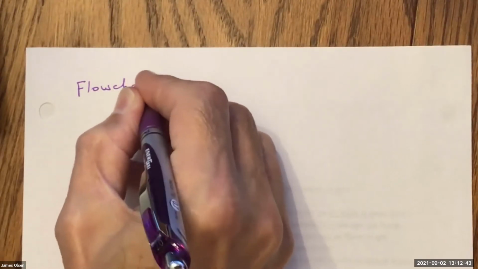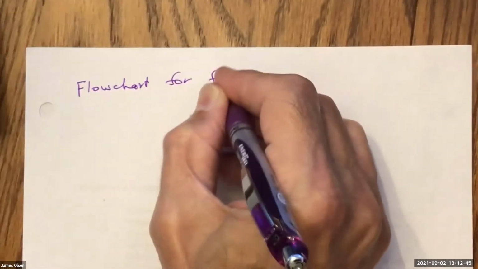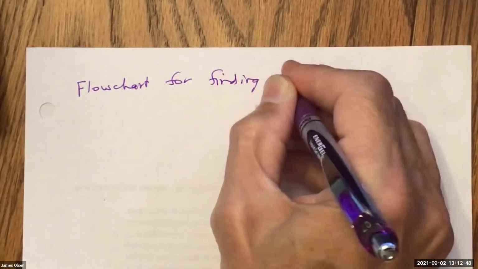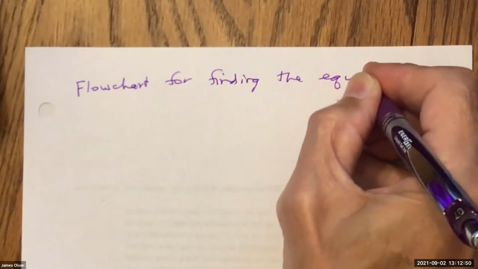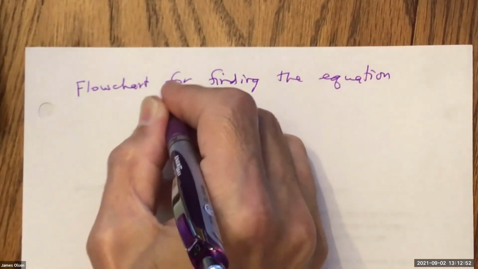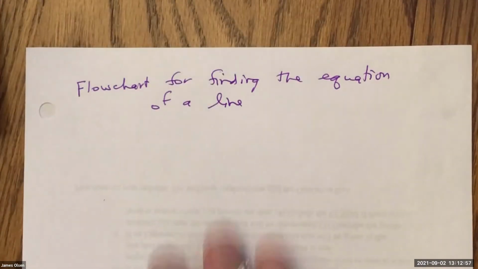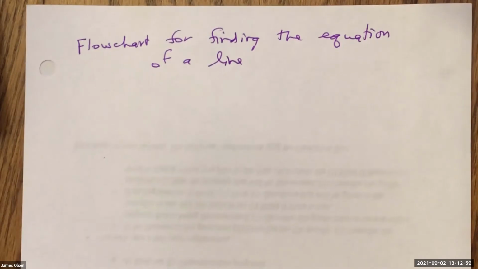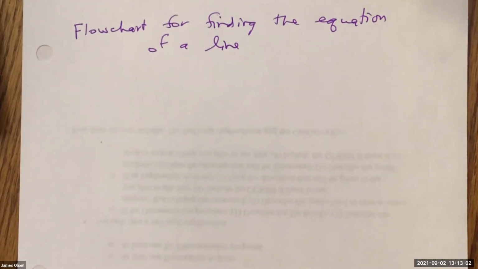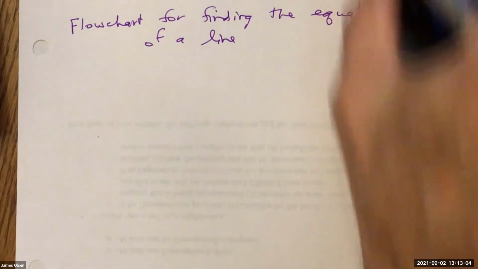Flowchart for finding the equation of a line. And I'm going to be using up most of the piece of paper here. And down at the bottom is going to be the form of our answer. So leave yourself some blank space, and then down here at the bottom, we're going to put the final step: write the equation in the form y equals mx plus b.